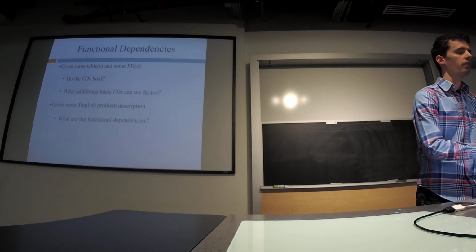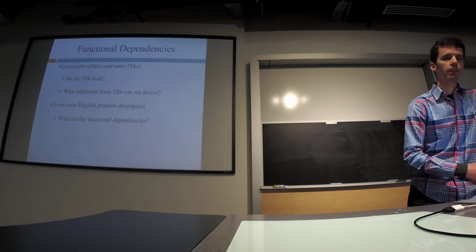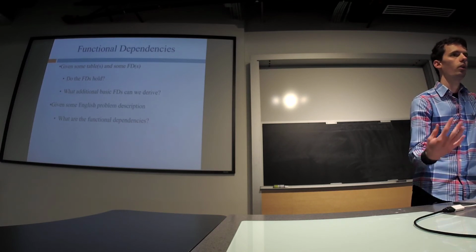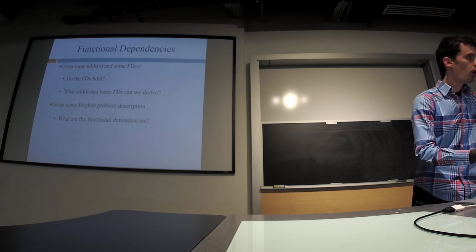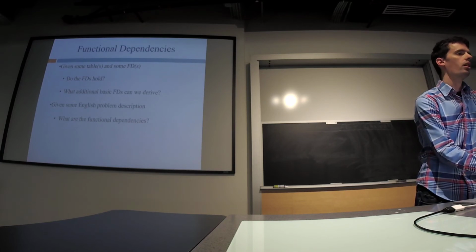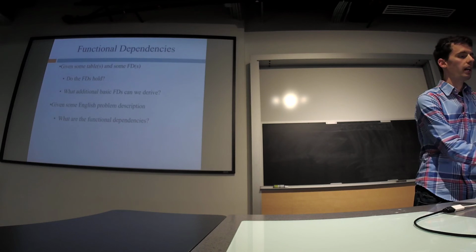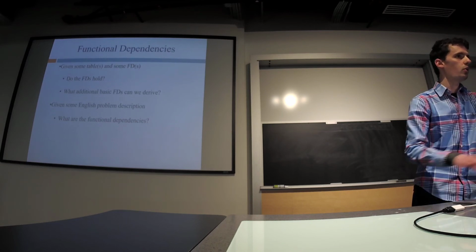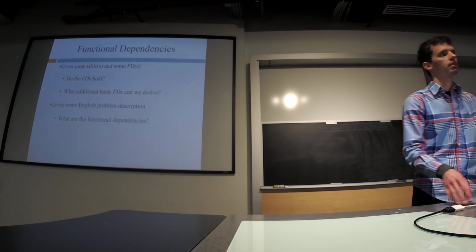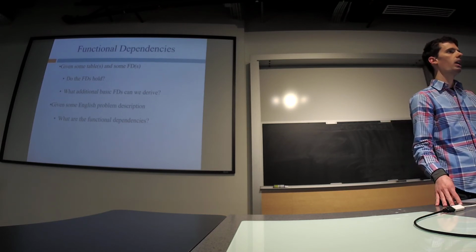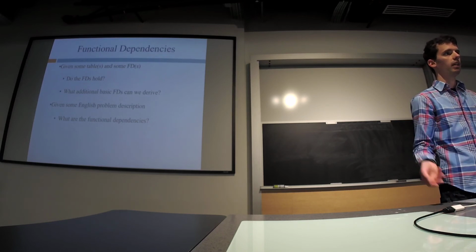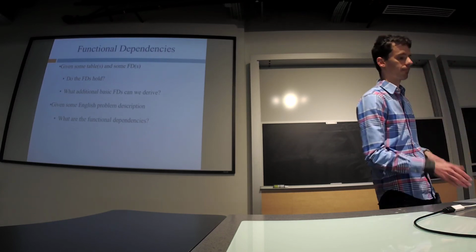we had discussed previously. So if I give you some tables and some functional dependencies, do they hold or are they violated in some way? What additional functional dependencies could you derive? So remember Armstrong's axioms. I do not expect you to be able to compute the full closure, but I do expect you to kind of know the basics. If A determines B and B determines C, then you can derive that A determines C. Things like that.